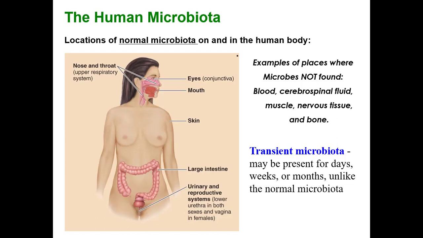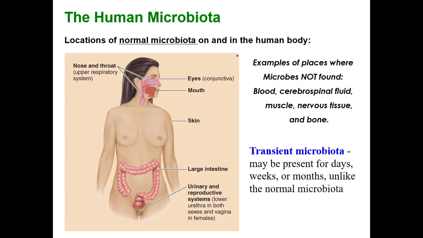Places where the normal microbiota are not normally found include the internal structures and organs like the blood, the cerebrospinal fluid, the muscle, nervous tissue, bone, heart, etc. Any organ that's inside and not open to the outside.